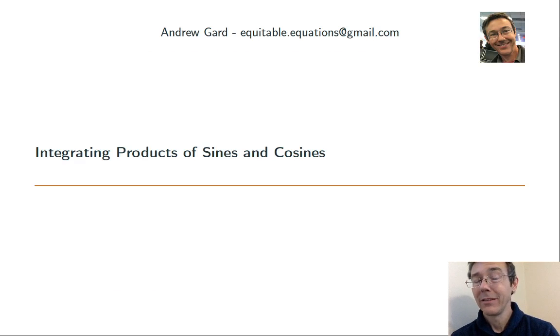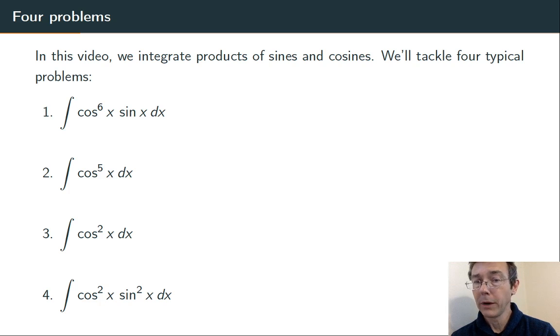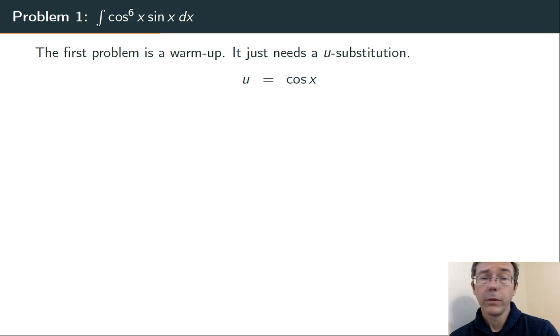Hey everybody, today we're integrating products of sines and cosines. We're going to do 4 problems, but there are really only 2 big ideas. We'll just do 2 examples of each. Let's start with the integral of cosine to the 6x times sine x dx.